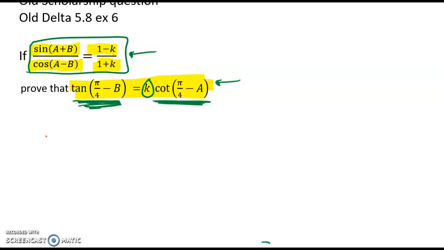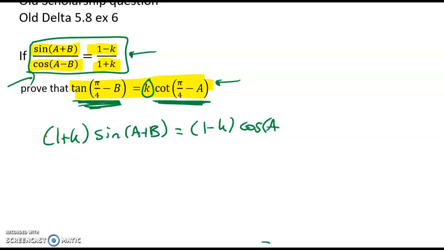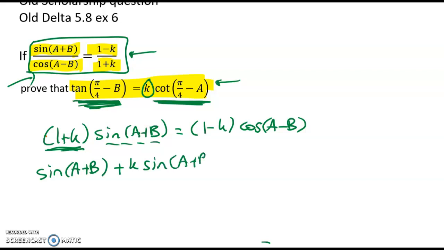Right, so the first thing we're going to do with this is multiply through. So we're going to have 1 plus k times sine of a plus b is equal to 1 minus k times cos of a minus b. And I'm not going to do those expansions just yet, but I am going to expand out those brackets and just leave this how it is. That gives me sine of a plus b plus k sine of a plus b is equal to cosine of a minus b minus k cos of a minus b.